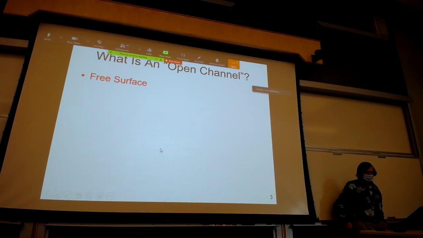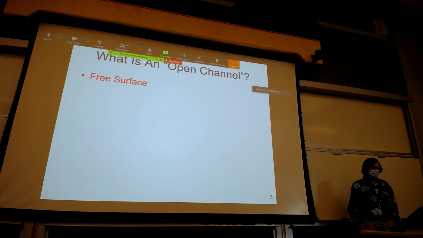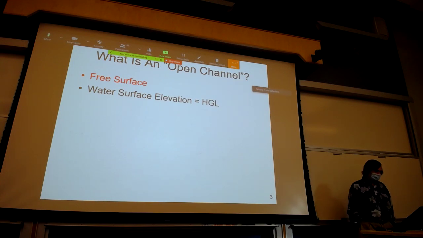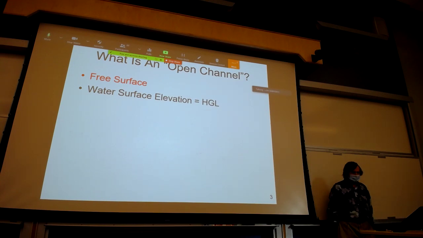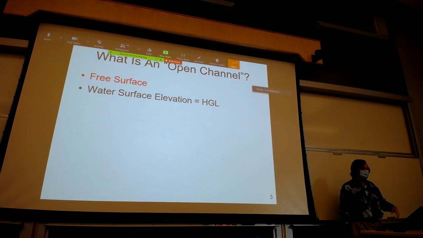The most important distinguishing characteristic for an open channel that makes it different from a closed conduit is there is a free surface. That free surface is described by an elevation, the water surface elevation, and in open channels, that water surface elevation, because it's a free surface, is the hydraulic grade line. For closed conduits, the hydraulic grade line could be anywhere, above the pipe, below the pipe. It could possibly be at the top of the pipe.